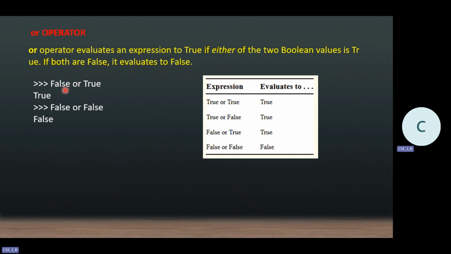So we can observe here it is false or true. In this case, one of the Boolean values is true, so that is why the result is true. In this case, both the Boolean values are false, that's why the result is false.